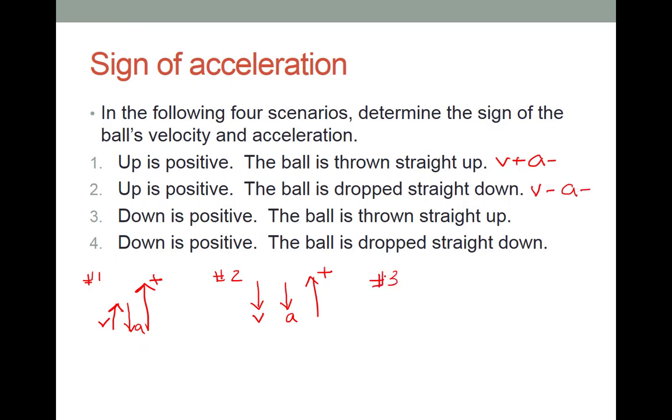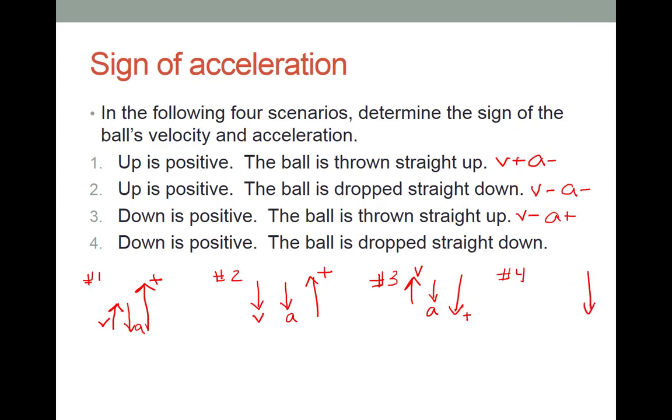Number 3 is very similar to number 1, but instead of up being positive, we now have down positive. Ball is thrown upward, so that means velocity has to be upward. So immediately, since down is positive and velocity is upward, velocity must be negative. And as it goes upward, it's going to lose velocity, so acceleration still has to be downward, so acceleration is now positive.